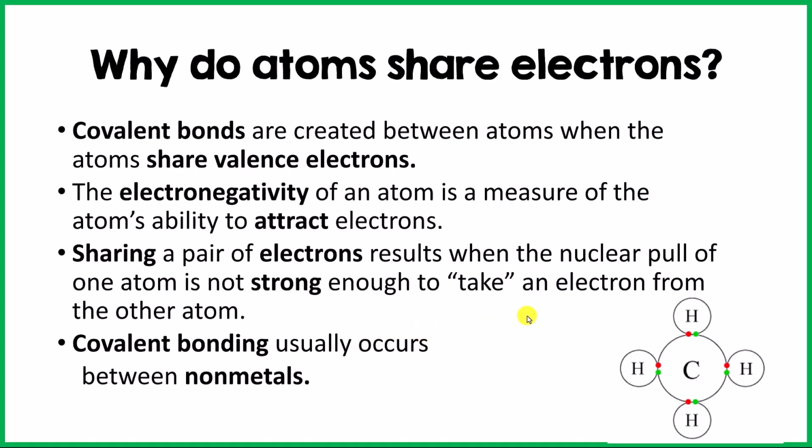So here is methane, which is CH4 as an example, and hydrogen with its 1 electron is sharing with carbon. Carbon has 4 valence electrons, and so it is sharing with 4 hydrogen atoms. It's sharing those 4 electrons from the hydrogen atoms to give a full valence shell to carbon.